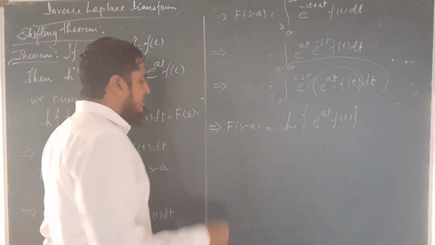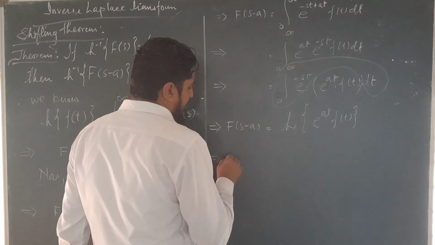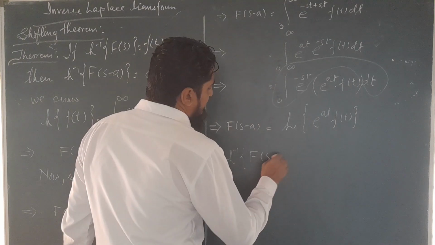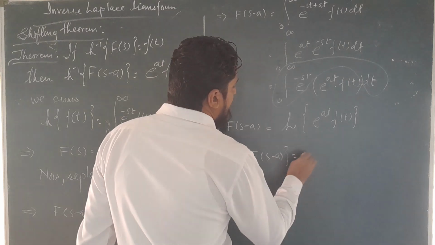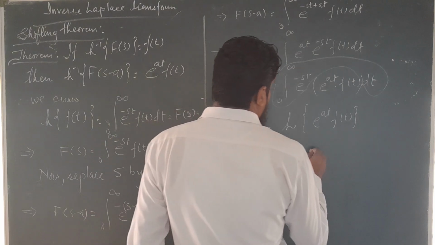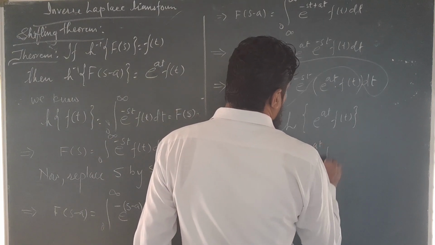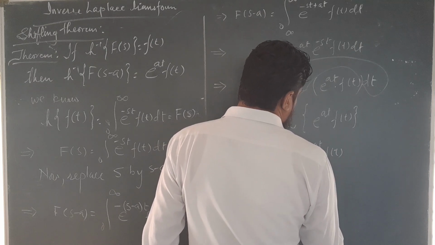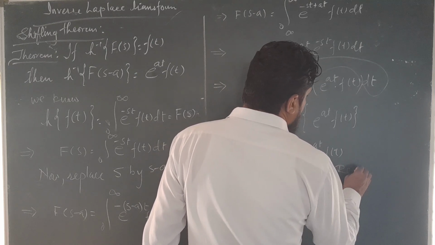Now applying inverse Laplace transform on both sides, we will get the inverse Laplace transform of f of s minus a equals e raised to at f of t. Hence the result, we have the result here.